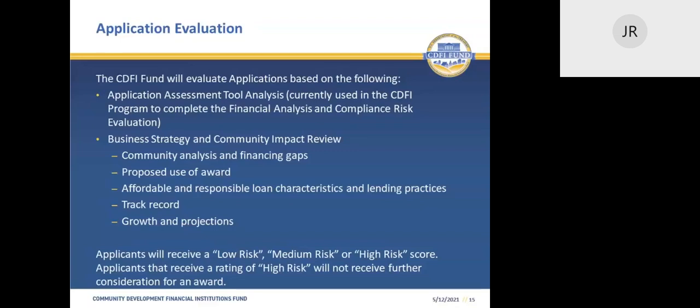And in this section, we'll ask questions related to community analysis and financing gaps related to small dollar lending, proposed use of award, the proposed affordable and responsible loan characteristics and lending practices of your programs and your products, your track record, your growth, and your projections. Applicants will receive a low risk, a medium risk, or high risk score based on our review, and applicants that receive a rating of high risk will not receive further consideration for an award.